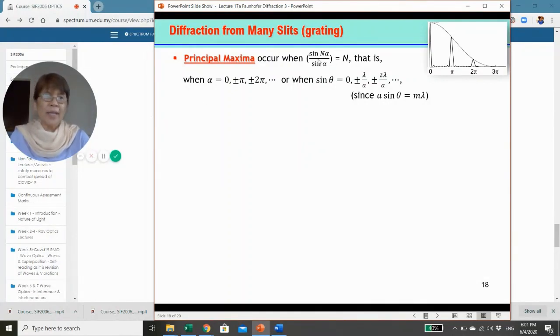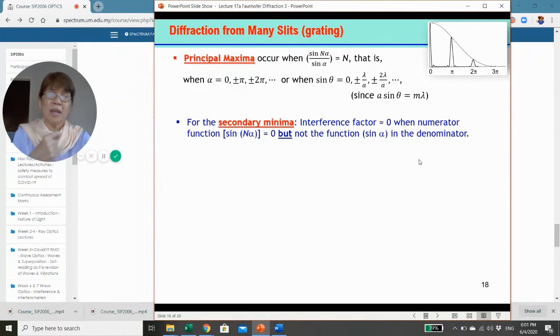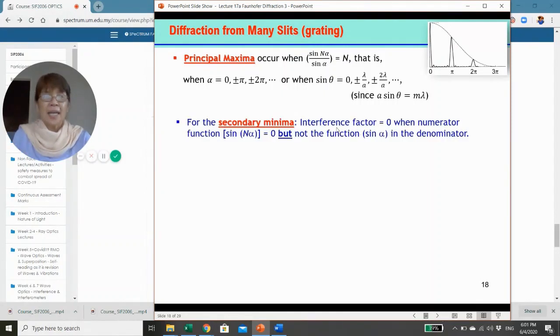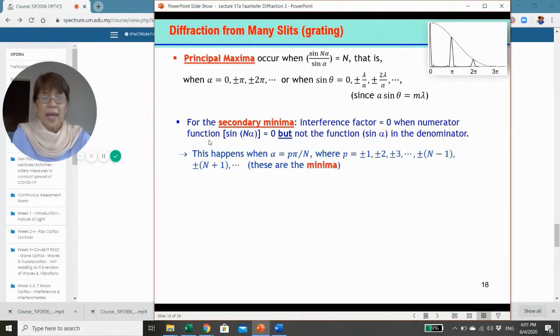So the principal maximum occurs when this function is equal to n, that is when alpha equals multiples of pi. Or if you want to write in terms of sine theta, when sine theta equals integer multiples of lambda over a. For the secondary minima, that comes from the interference term again. The interference factor is equal to 0, minima, when this function is equal to 0, but not when the denominator is 0, because when the denominator is 0, we will be getting the maxima. So this happens when alpha equals p pi over n, where p is an integer up to n minus 1, and beyond.